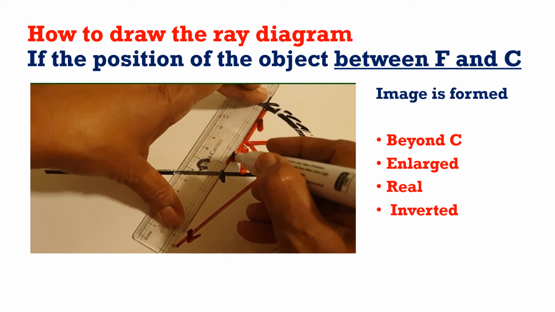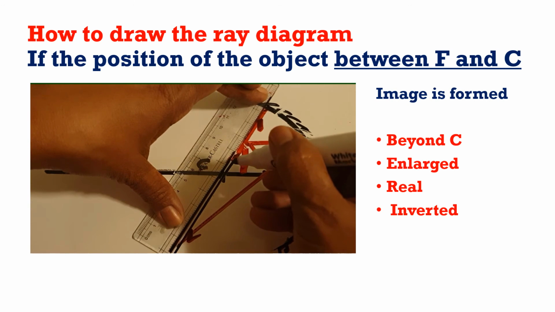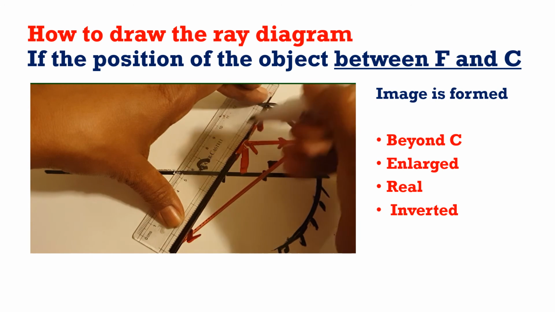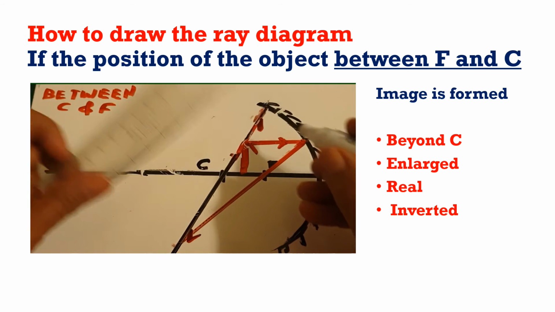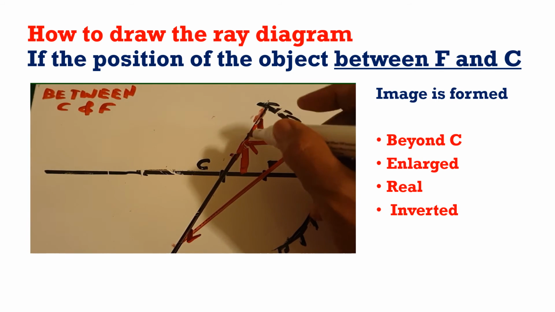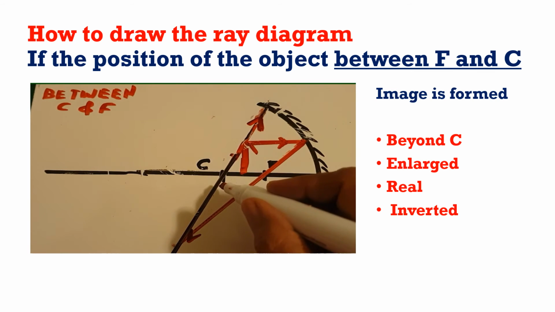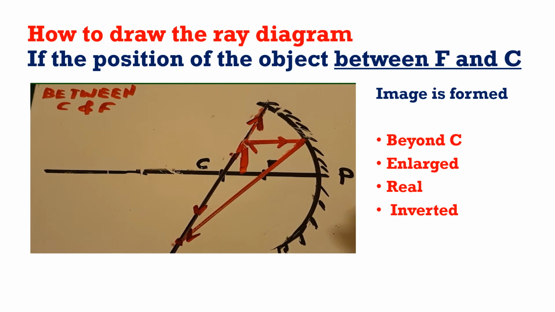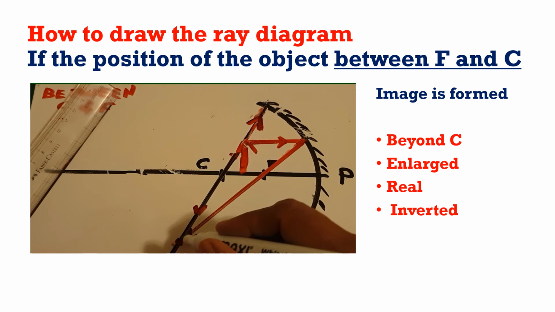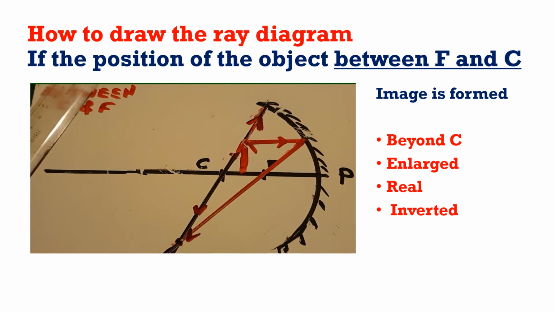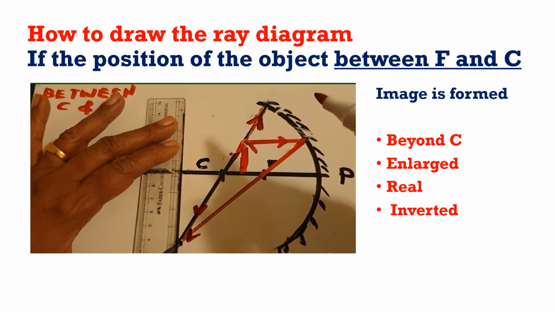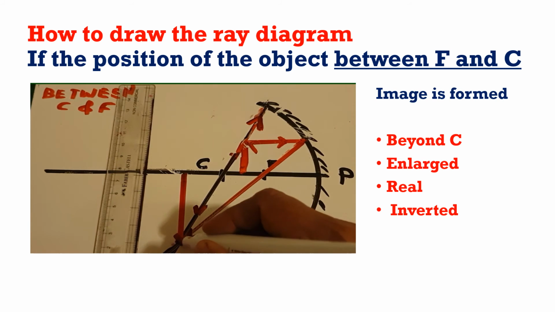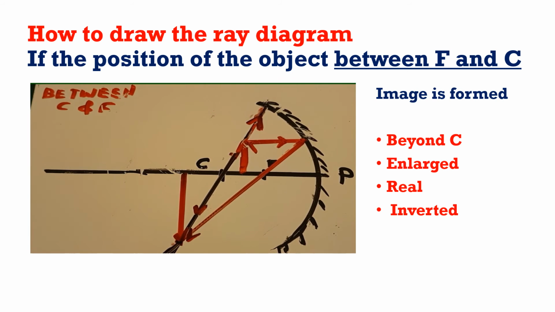Reflected ray I will draw with black. It is coming back in the same direction. So see, the ray starting from the object reaches the mirror and comes back. And both of them are meeting at this point. First ray crossing the second ray at this point. So here the image will be formed. See how the image, it is bigger, isn't it? A very big image, inverted image, and it is formed beyond C.